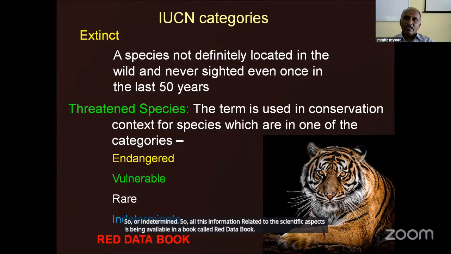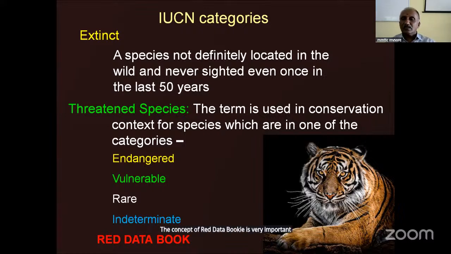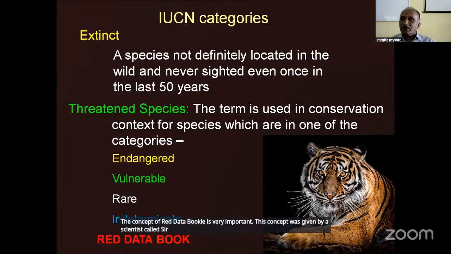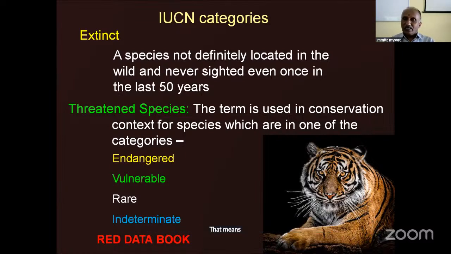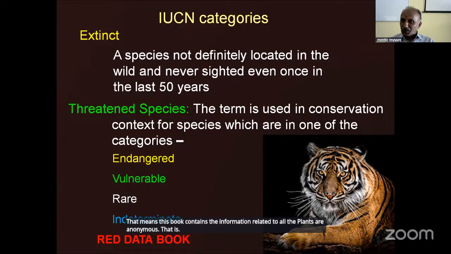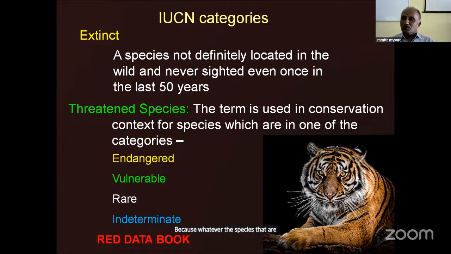The concept of the Red Data Book is very important. This concept was given by a scientist called Sir Peter Scott. Sir Peter Scott was the scientist who advocated this Red Data Book. That means this book contains the information related to all the plants and animals that are endangered species. Why is it called Red Data Book? Because whatever species are mentioned in this book are in endangered condition, so they are likely to become extinct.